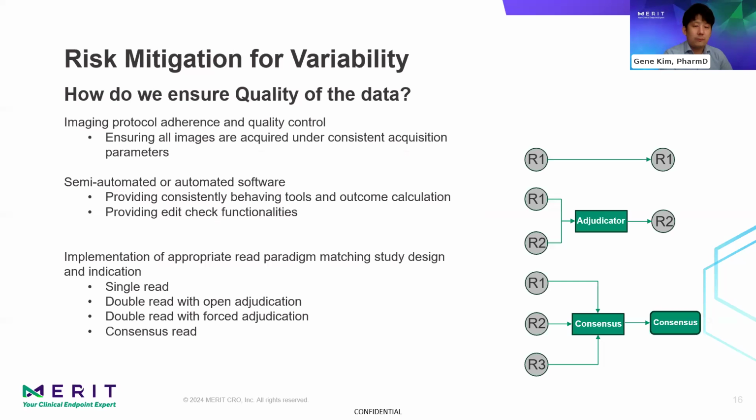So with these few sources of variability that we discussed earlier, how do we actually work on risk mitigation and reducing the variability, so that we can ensure the quality of data, and that both precision and accuracy are ensured for our data?